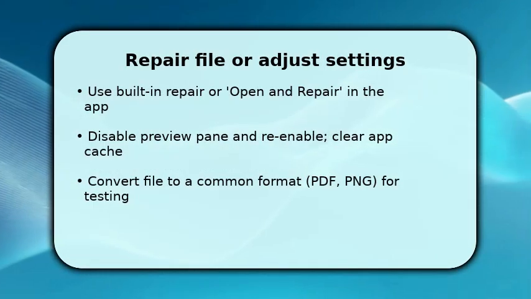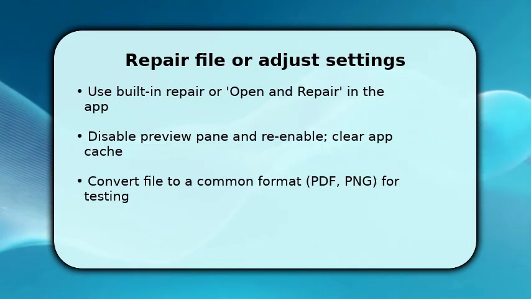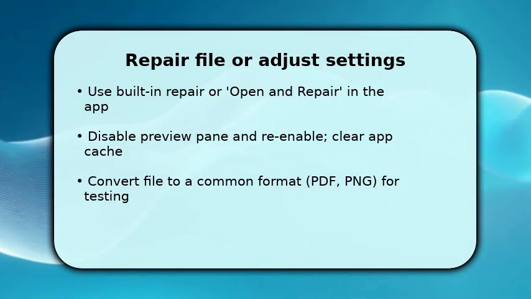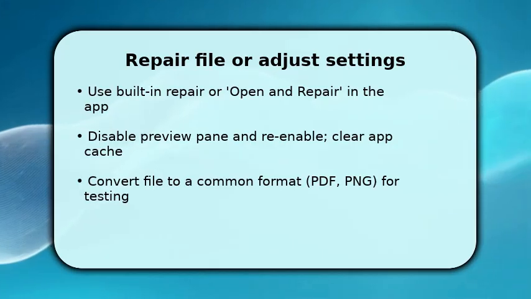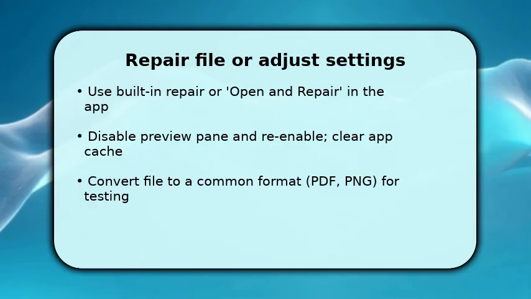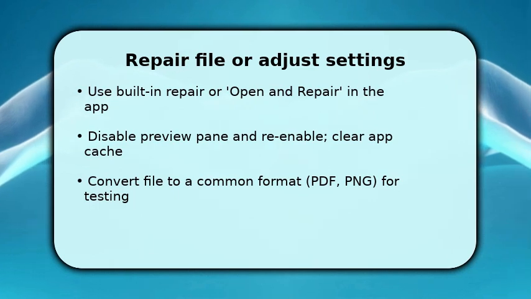You now attempt repair and configuration adjustments. Try the app's built-in repair option or use an open and repair feature. That fixes header or minor corruption. Then disable the preview pane or extension and re-enable it, and clear the app cache to remove stale index data. If the file still won't preview, convert it to a simple format like PDF or PNG to test readability. Conversion often bypasses damaged metadata and proves whether content is salvageable, so you know the next move.